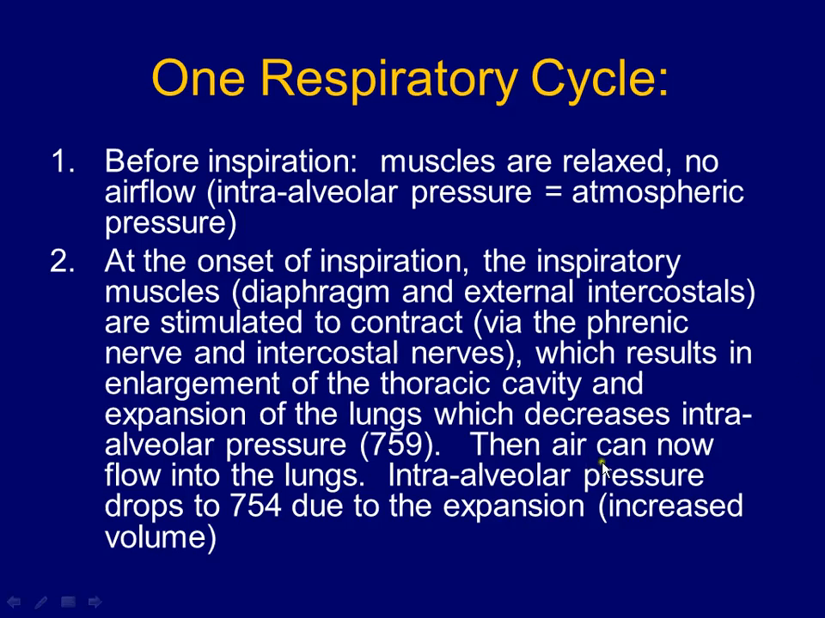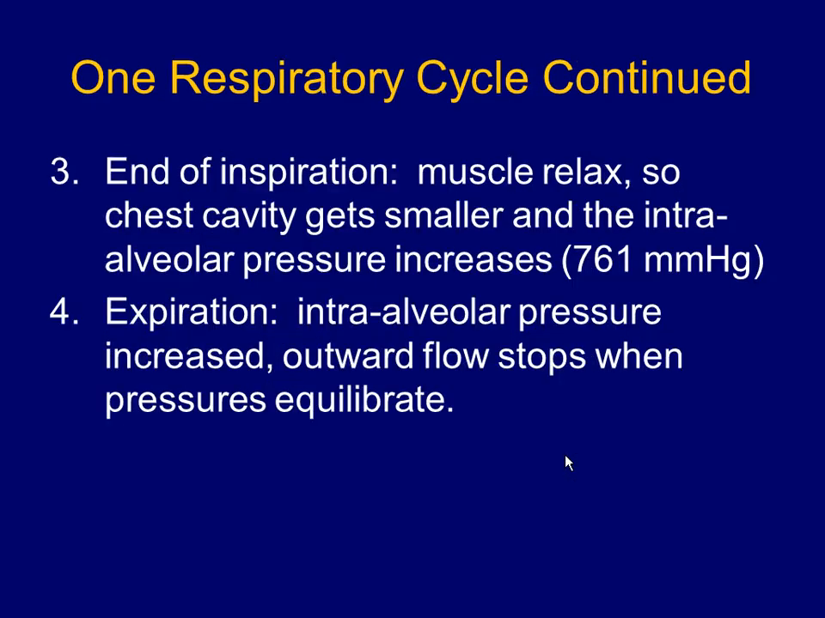And it keeps rushing in and rushing in until you're at the end of that inspiration. Now it's time to get it out. Right? So at the end of inspiration, what you do is you shut off those nerves. You turn off the phrenic nerve, you turn off the intercostal nerve. As soon as you turn them off, what happens to those muscles? They relax. If they relax, they go back into their natural position. The elastic properties start bringing them back together.